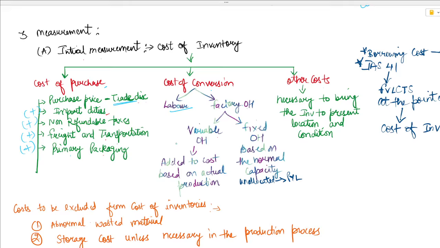Variable overhead, you can add on the basis of actual production units. Like per unit, you will calculate and add on the basis of actual production. But for fixed overhead, that will be based on the normal capacity.